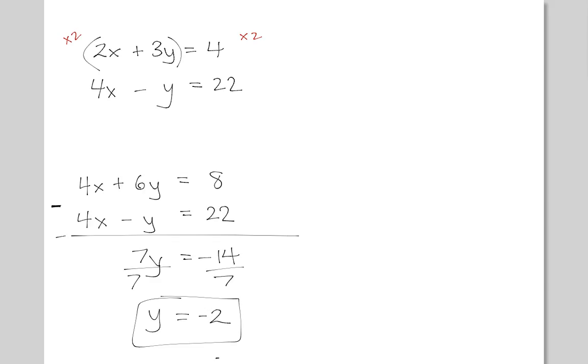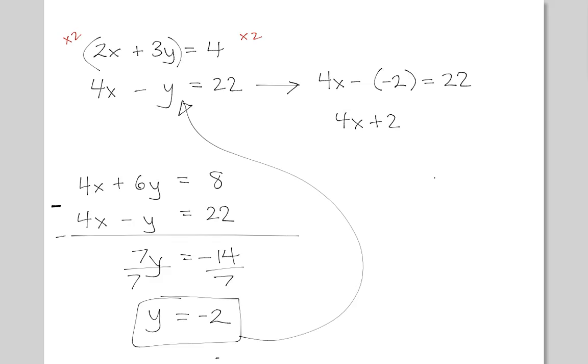Once you know y is negative 2, go sub it in to one of the equations. And usually you're going to want to try and choose the easier one. So we have 4x take away y, and y is negative 2. And that will all equal 22. So you get 4x plus 2 equals 22. Minus 2, minus 2. 4x is 20. Divide by 4, divide by 4. X is 5.